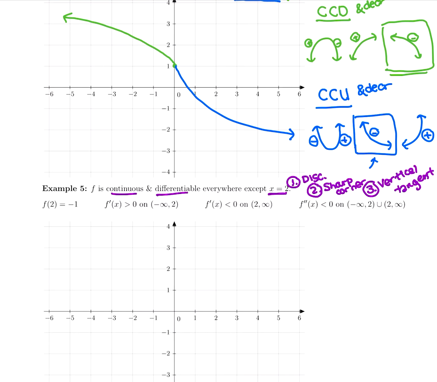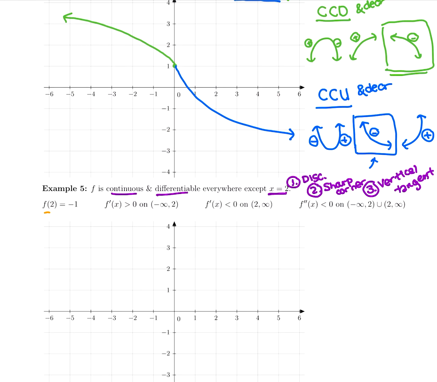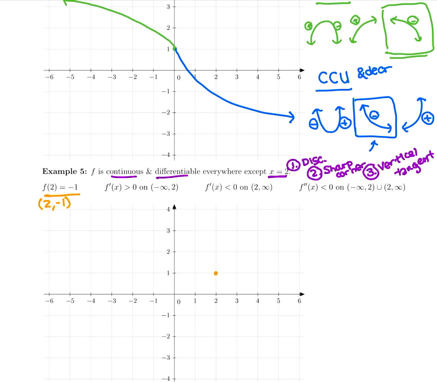And I want to follow whatever it asks me to on here. So the first thing it says is make sure f of 2 is negative 1. So what does that mean? It's just a point. f of 2 is negative 1. So I'm going to put that point on there. I'm going to at least go for partial credit. Even if I don't know anything else, I know how to draw a point. There's some partial credit. (2, -1).